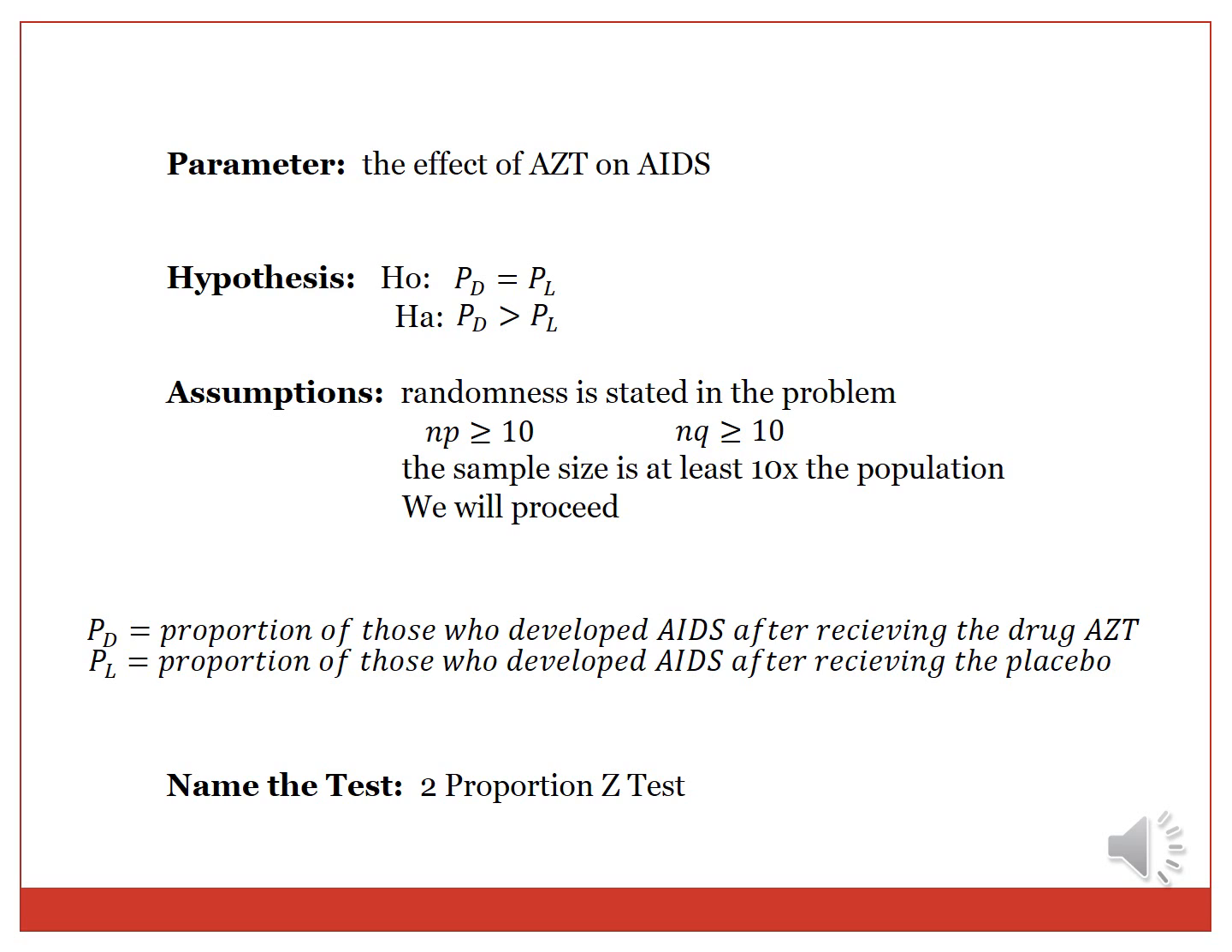So randomness is stated in the problem, and our np is greater than 10, our nq is also greater than 10. The sample size is at least 10 times the population. All of our assumptions are met, and we will proceed. The test we'll be performing is the two-proportion z-test.